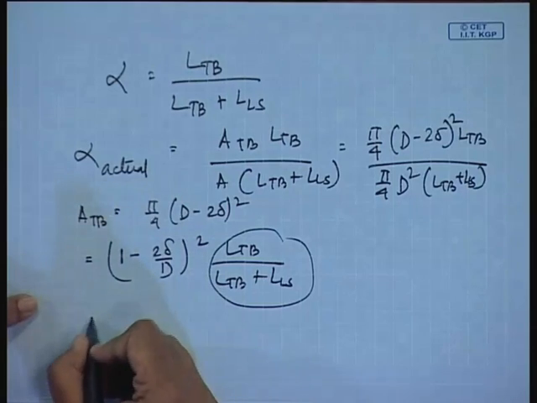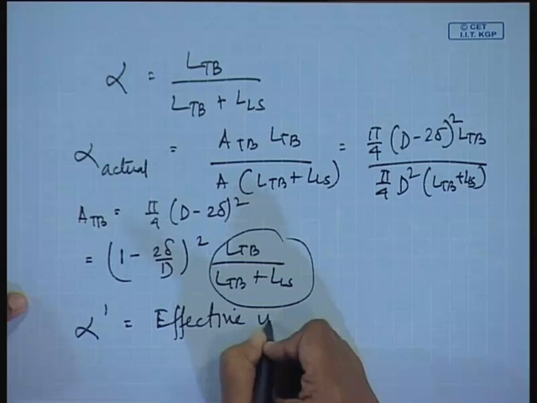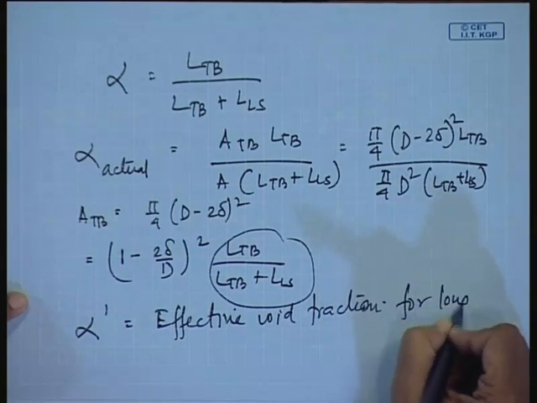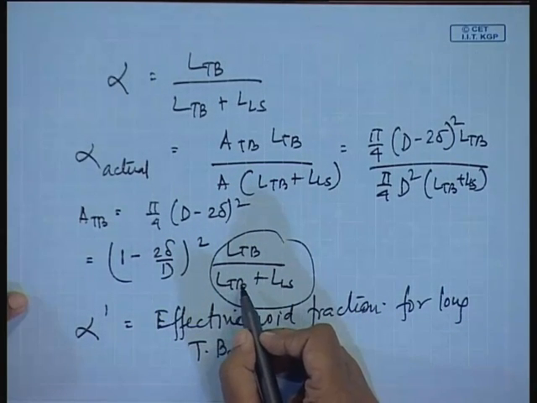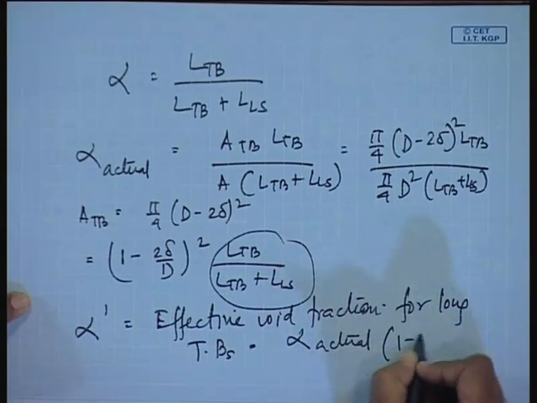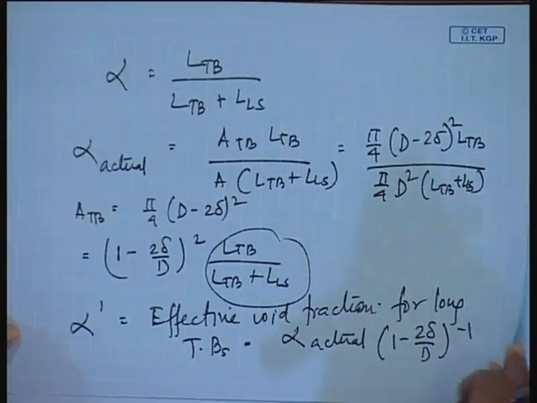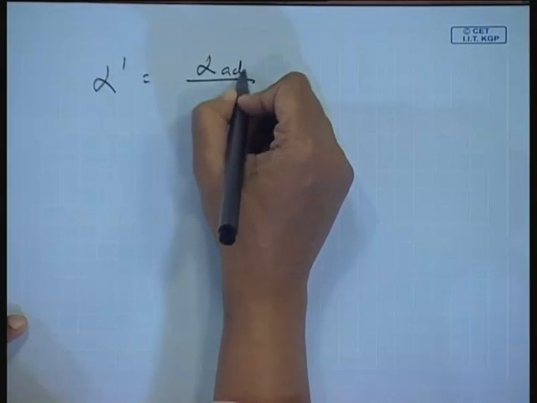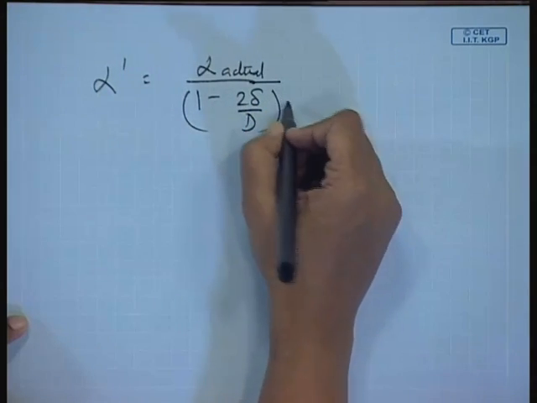So, therefore, the effective alpha prime, what is this effective void fraction which should be considered for long Taylor bubbles? It is this particular expression. So, this is equal to the actual expression into 1 minus 2 delta by d whole to the power minus 1. Or in other words, I will write it down here, alpha prime is equal to alpha actual by 1 minus 2 delta by d whole square.